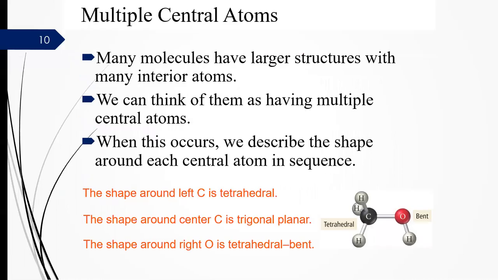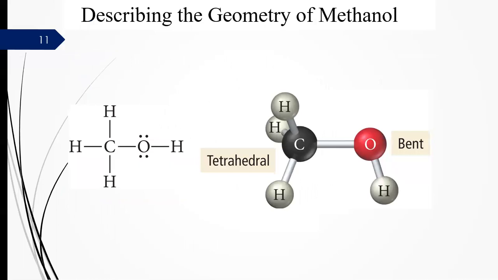When there are multiple central atoms, make sure that you talk about each of those atoms, for your carbon and your oxygen. You want to describe them each individually. So in methanol, this carbon here has a tetrahedral shape, and we can see that because it has 4 atoms connected and no lone pairs. For this oxygen, it's similar to that oxygen we just described. It has 2 atoms connected and 2 lone pairs, which is how we get its bent shape.